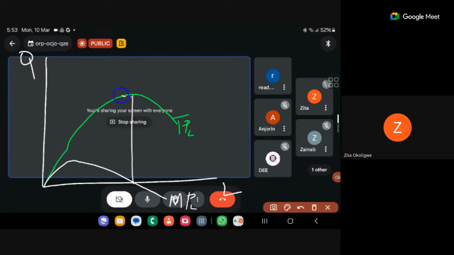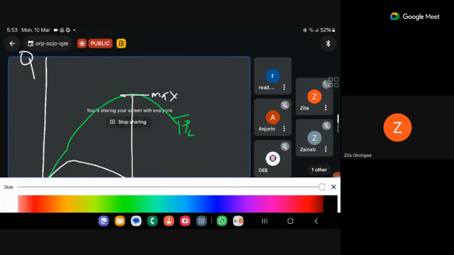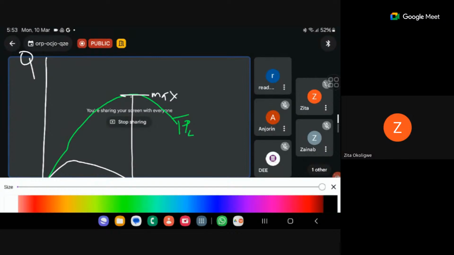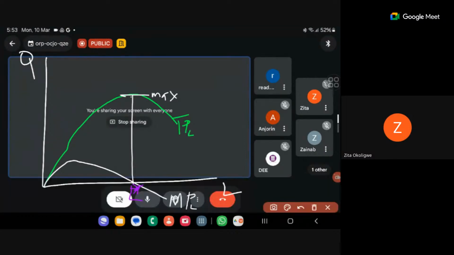At the employment level where total product has reached maximum, let's call this L star. At this level of employment, L star, what happened at that level? You see that total product was at maximum, but marginal product was at the zero line. This is zero. Okay. What about AP? AP moves like this.